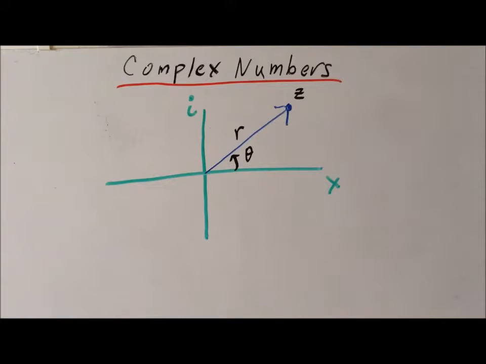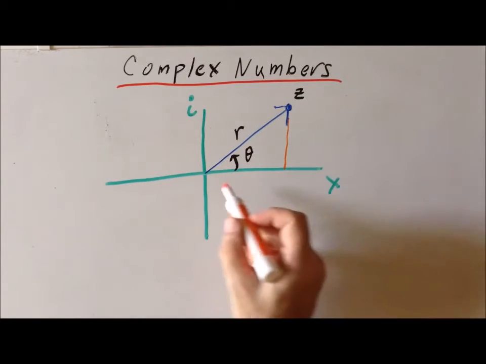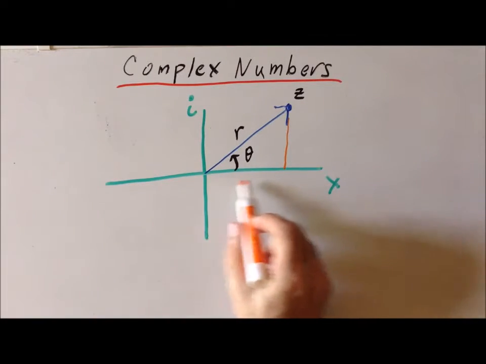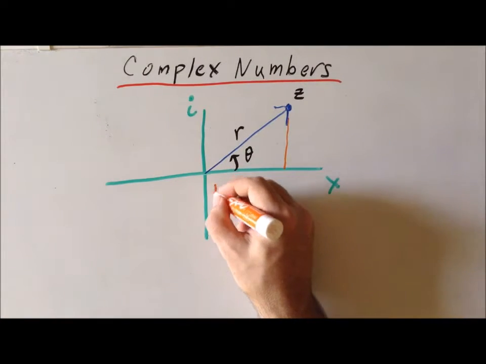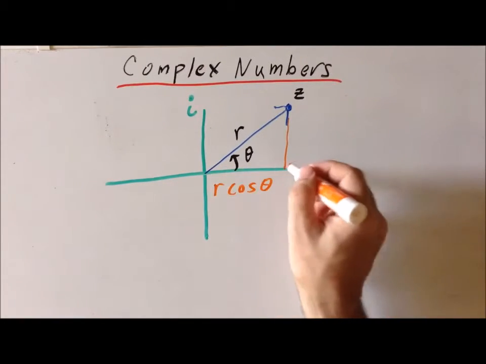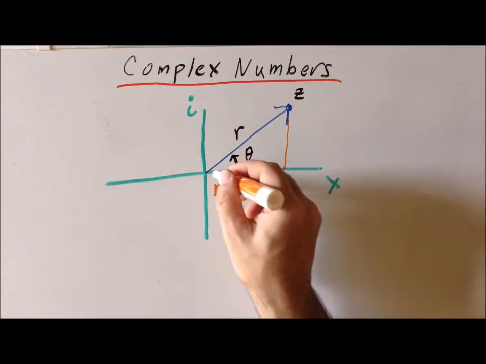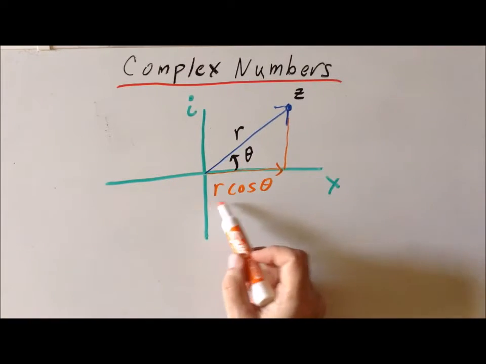Now, once we have that, we can use trigonometry. And we recognize that the leg along the real axis in the x direction actually has a length of r cosine theta. So this particular vector here, so I'll emphasize by making it orange as well, has a length r cosine theta.